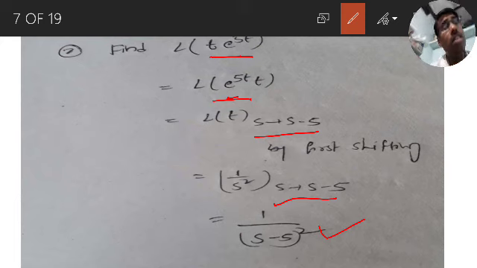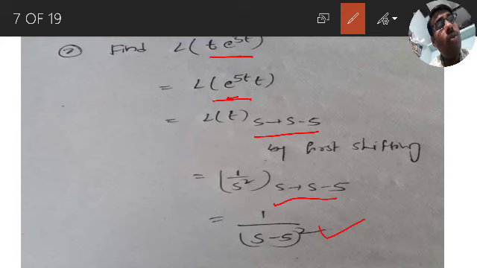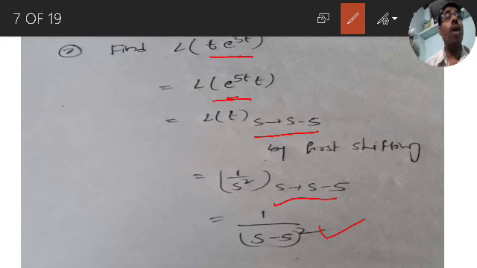So what is the change here? What is the change in the second problem? The problem is t into e power of 5t. In the first problem, our first function itself is exponential, but here the second function is exponential. So what I want to tell you is we can apply first shifting theorem when the Laplace transform of a product of functions is asked, and among the product, maybe the first function or the second function must be exponential. It is not that the first function alone should be exponential, maybe the first or maybe the second.